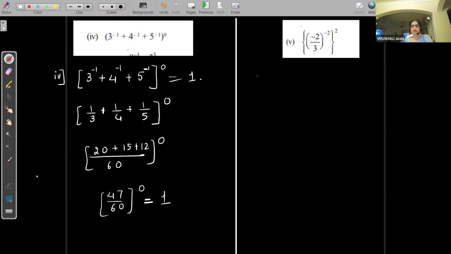Come on. What is this fifth question? See, what will you do here? See this, how many powers are there? This is one power and this is another power. So which formula will you use? A to the power m, the whole raised to n, correct? So we have minus 2 by 3 raised to minus 2 and the whole raised to 2.